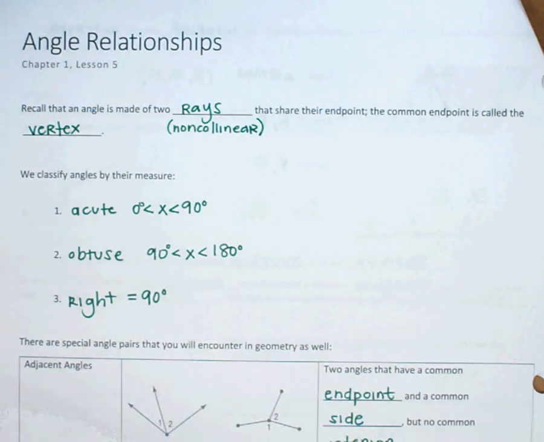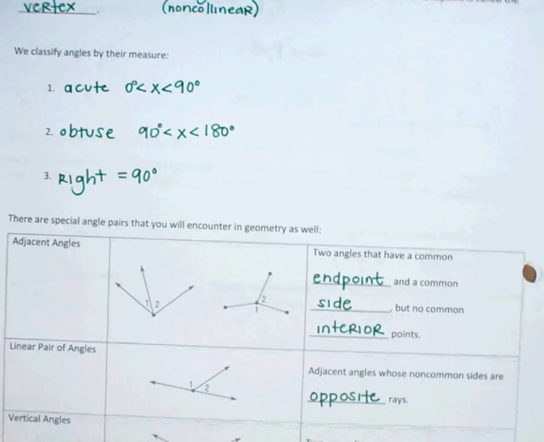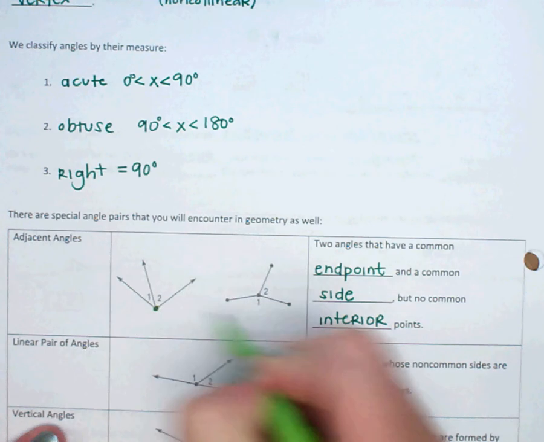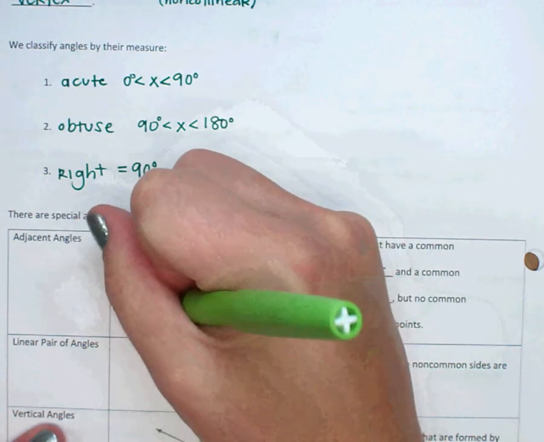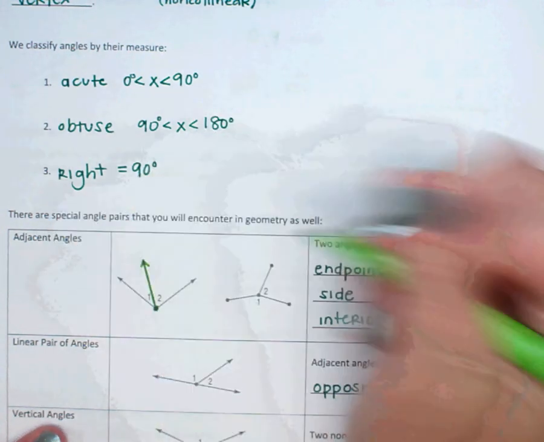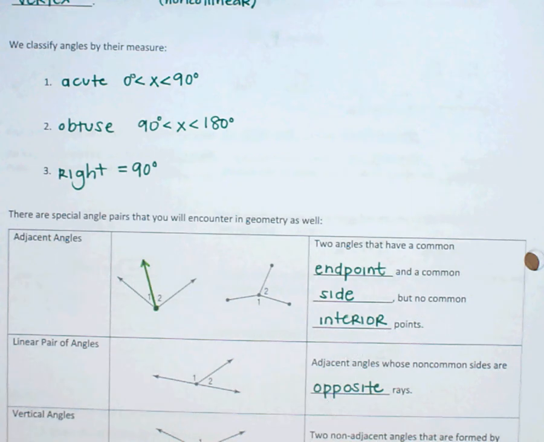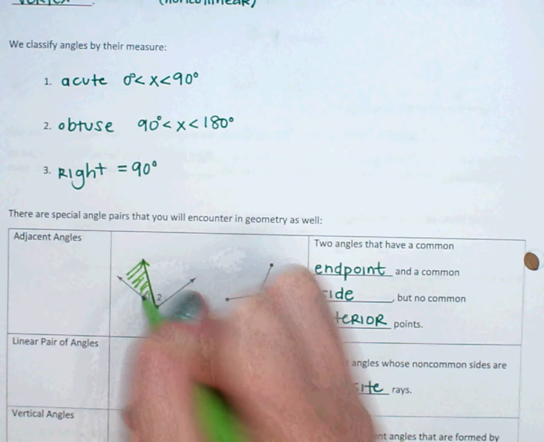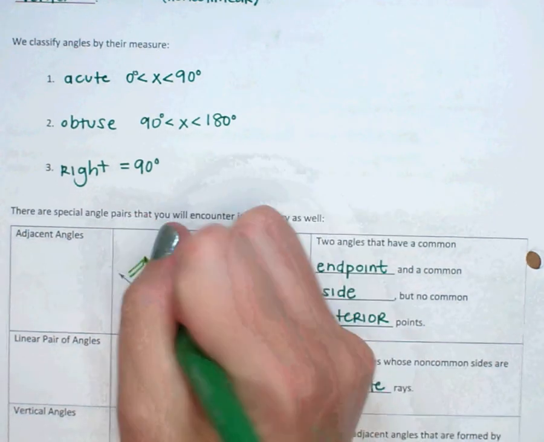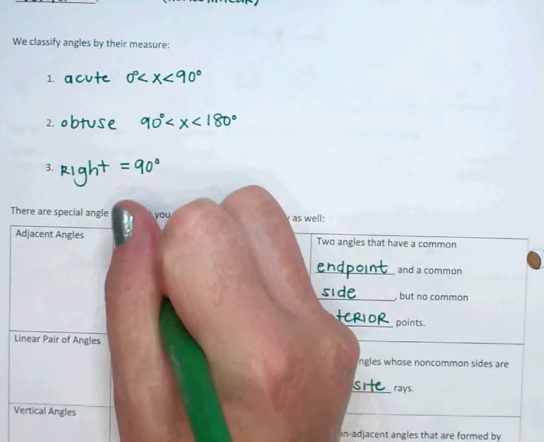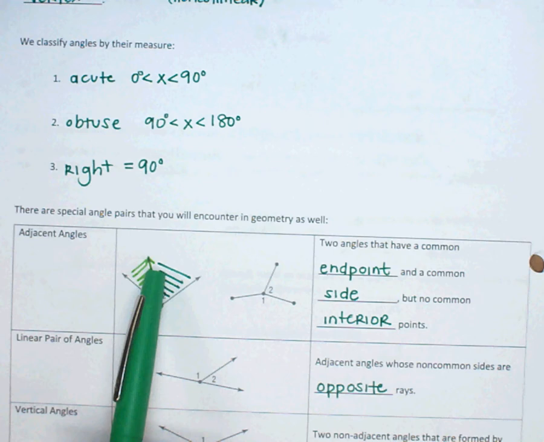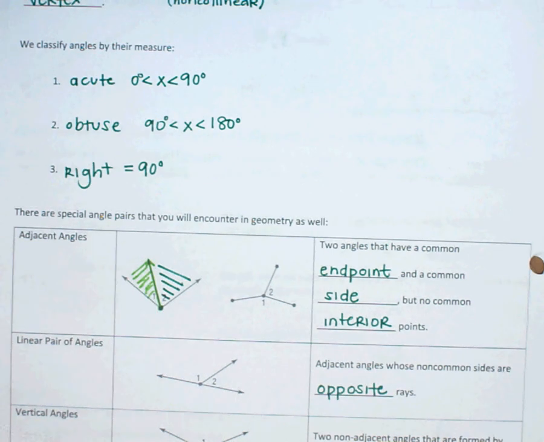All right? Two adjacent angles are angles that share a vertex and one side, okay, but no interior points, okay? So all of the interior points for angle 1 are going to be completely separate from the interior points of angle 2, okay? But they have to have a common vertex and they have to share one side, okay?